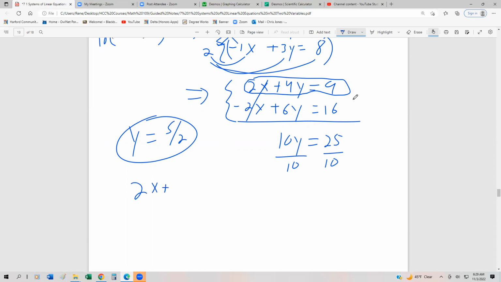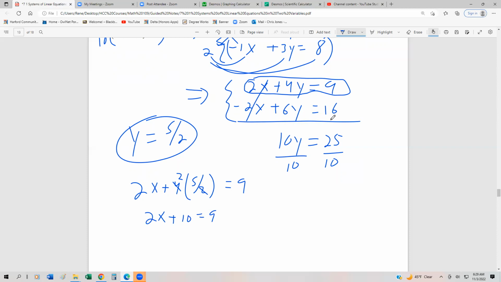So we get 2x plus 4 times 5 halves is equal to 9. 4 times 5 halves is going to be 10. So 4 divided by 2 is 2, and 2 times 5 is 10. So 2x plus 10 equals 9.